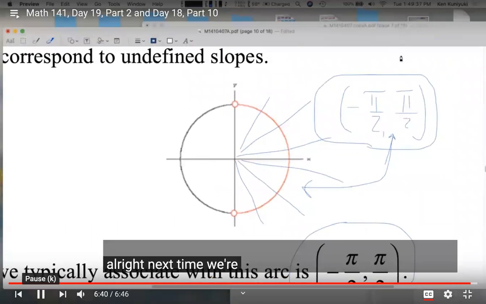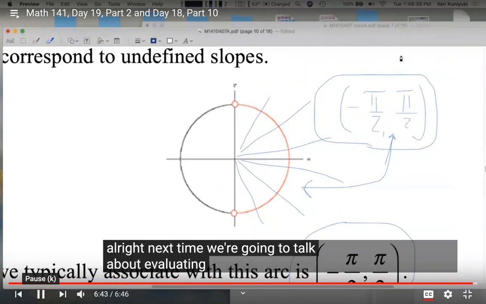All right, next time, we're going to talk about evaluating these inverse trig functions. Okay, so remember, these are shortcuts for figuring out the ranges of the inverse trig functions. So you don't have to go all the way back to, oh gosh, if we start off with sine, cosine, or tangent, which piece do we cut off? How do we invert it? So these are meant to be shortcuts. All right, we're going to talk about evaluating inverse trig functions next.